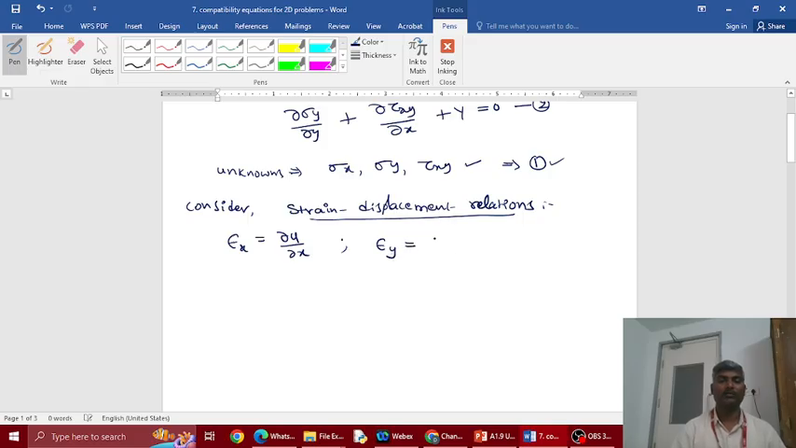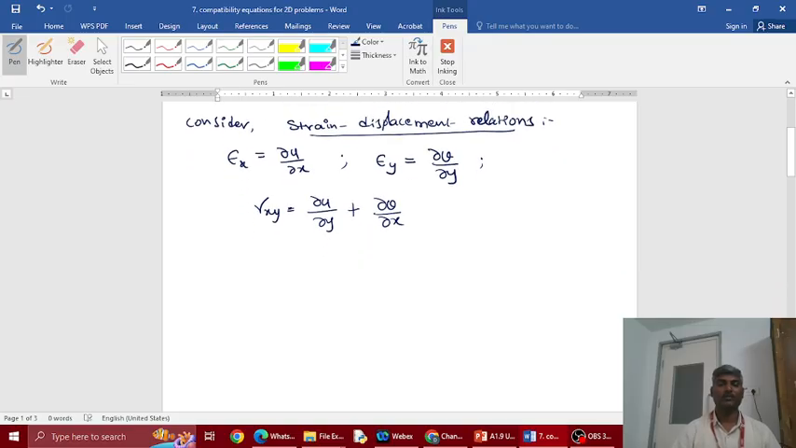Let epsilon y be ∂v/∂y. The shear strain gamma xy is equal to ∂u/∂y + ∂v/∂x. So these are the strain displacement relations. We need to form one compatibility condition, or compatibility equation, from these three relations.